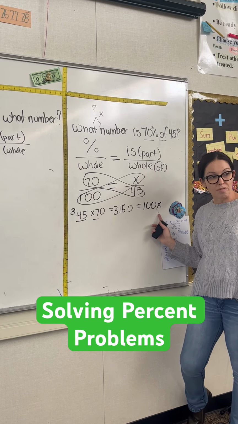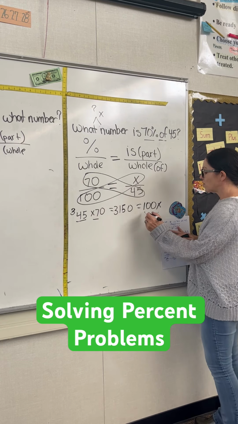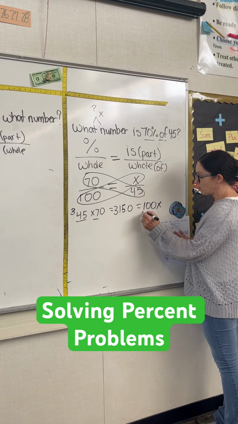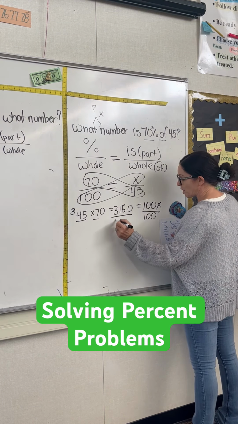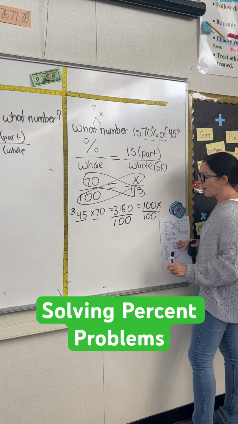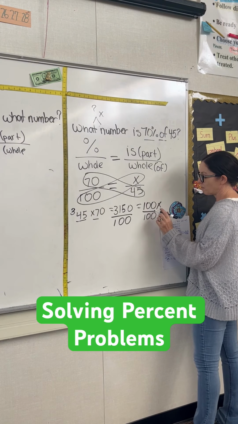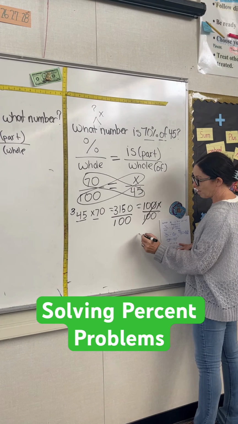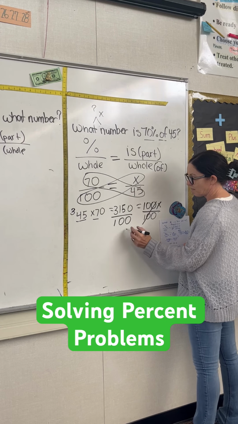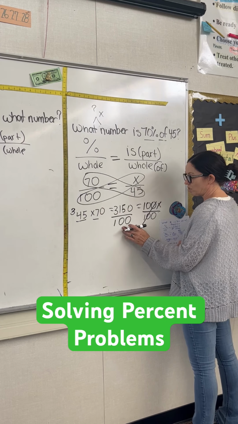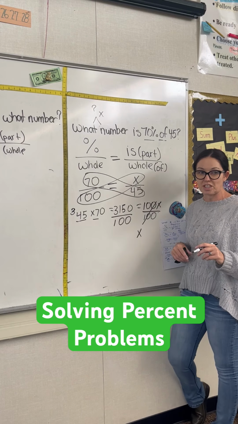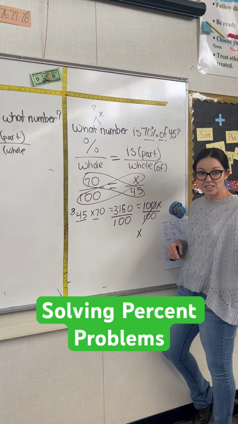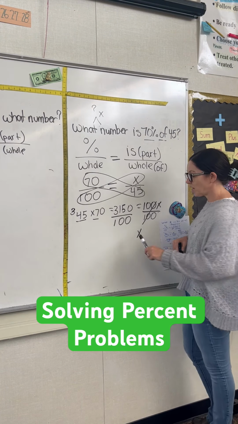So we're trying to solve for the unknown, which is the x, which means that I need to get rid of this 100. I'm going to do that by dividing both sides of my equation by 100. 100 divided by 100, that's going to cancel that out. I'll have x. Now I'm dividing 100 into 3,150, which is just moving decimals. How many decimals are we going to move it?